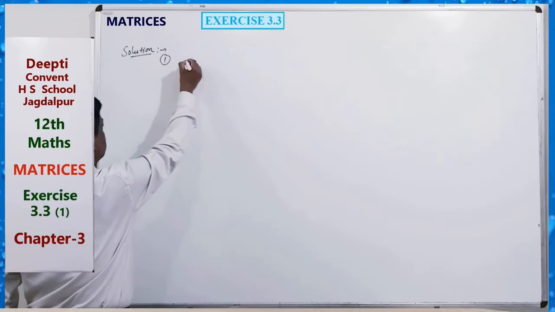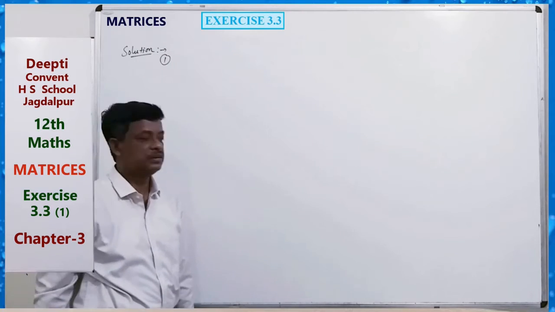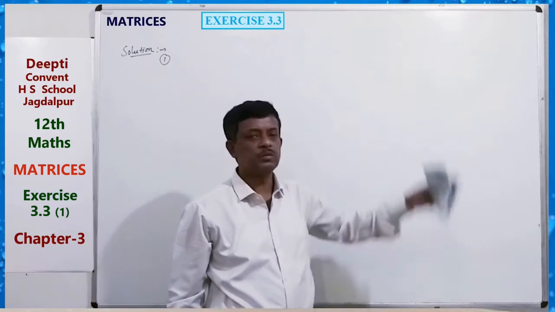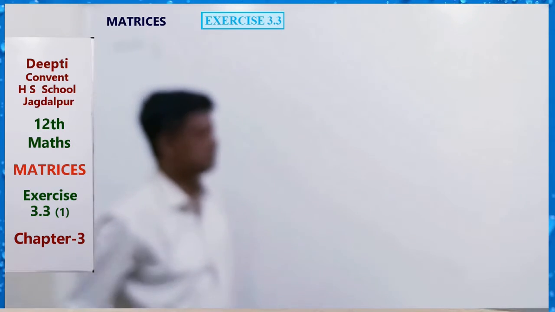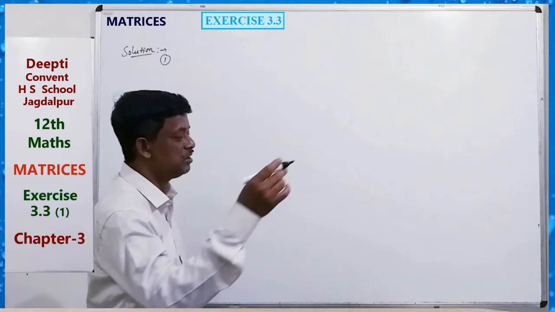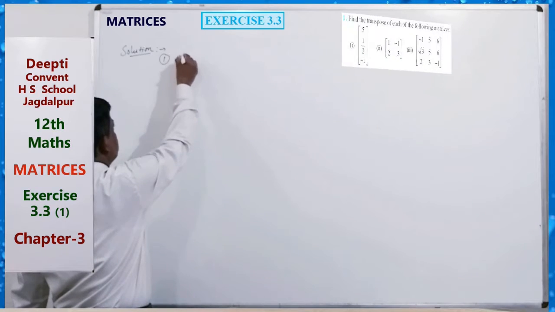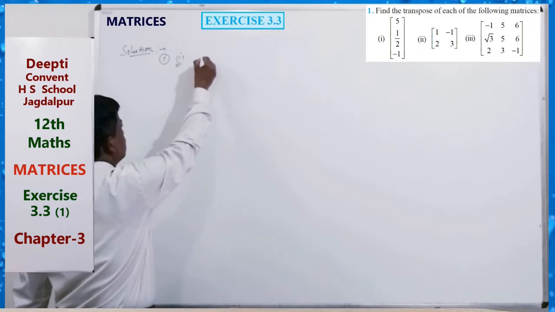Just we have to find what? Find the transpose of each of the following matrices. There are 3 matrices and you just have to find the transpose. So very simple questions. First question.